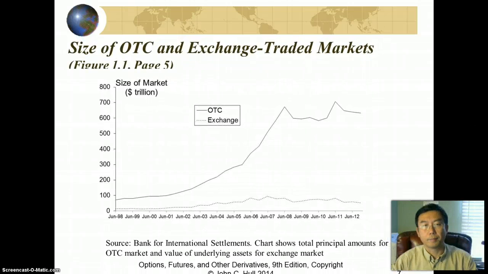There's an impact. It's obvious that before 2008, the OTC was a runaway train. It went up so wildly and became a major force, totally overwhelming the exchange. And after 2008, it sort of peaked.